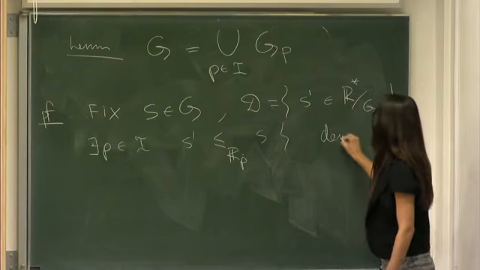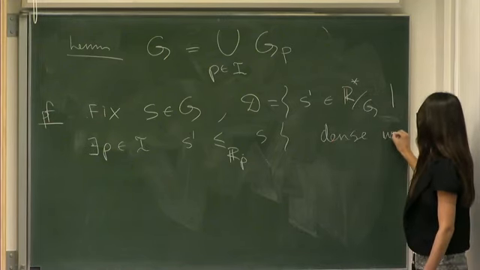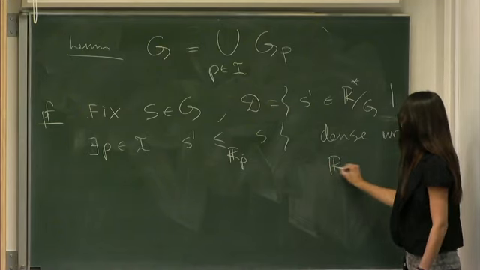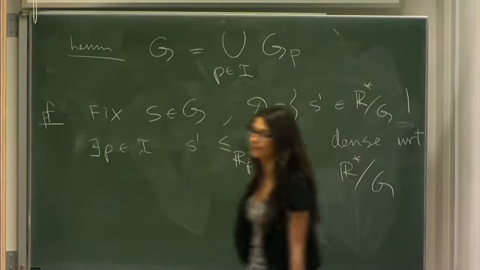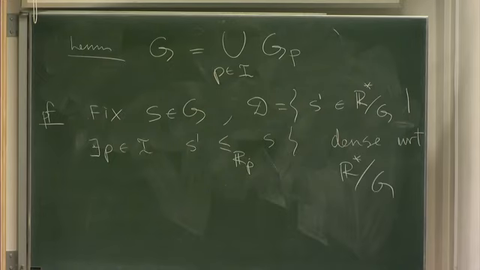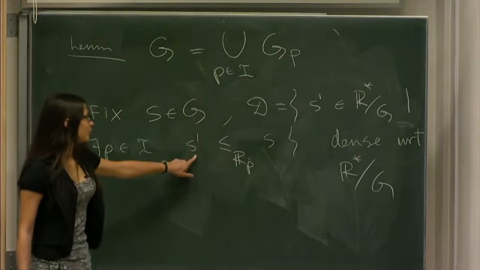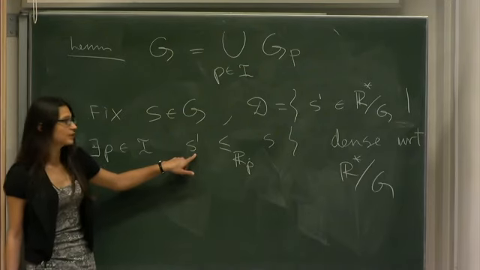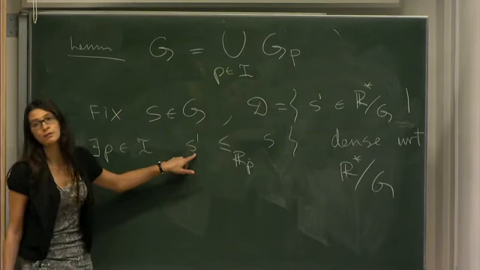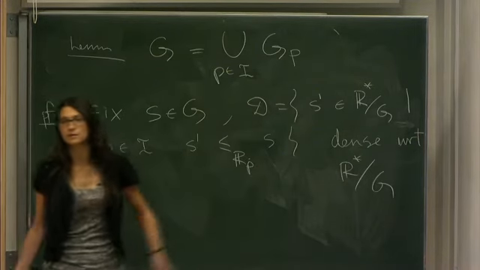This is dense, but with respect to which order? With respect to the order R star mod G. And it's a nice exercise in names and orderings. And once you show that this is dense, so it intersects G star, and then by upwards closure, if we take some S prime in D intersection G star, well, that S prime has to also be in G_P, and by upwards closure, S is in G_P.